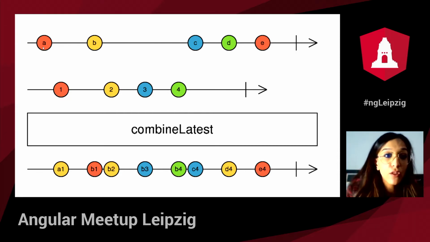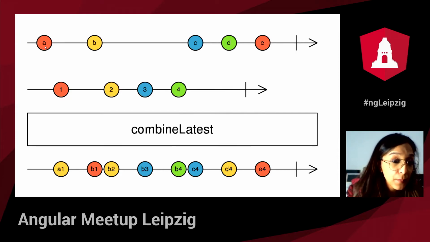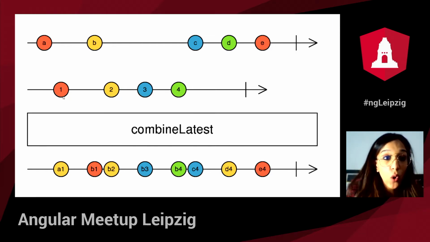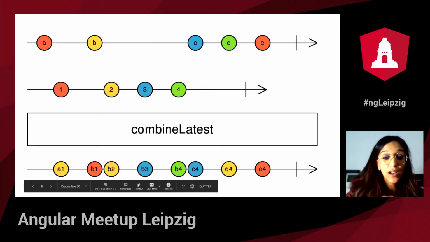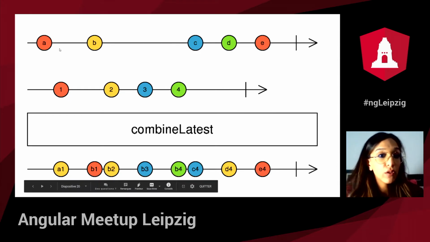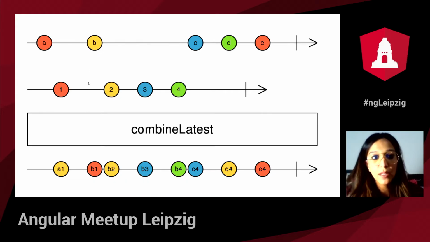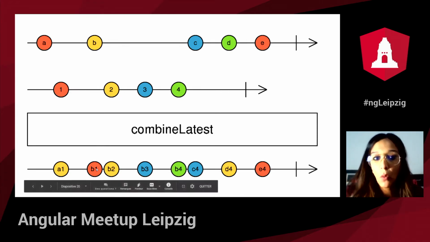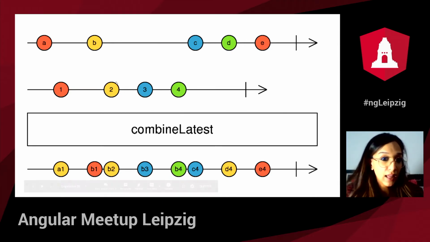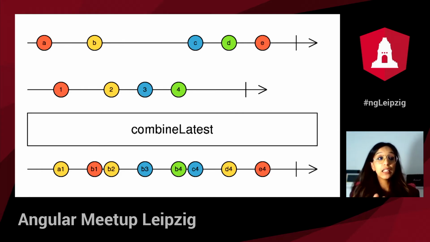Here, as you can see, the first observable has emitted A, and the second one, 1. So you can see the combineLatest will emit for us A and 1. Now, the first one has emitted B, and the second one has not emitted anything, but the last value is 1. So it will be B1. Now, the second one has emitted 2. And at that time, the last value of the first one is still B. So it will be B2. And so on and so forth. So I get notified about the latest value.